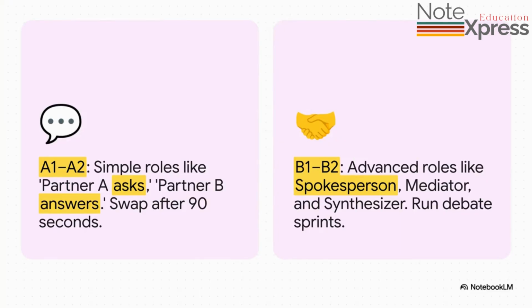For your beginners, you keep the roles super simple, like partner A asks, partner B answers. Then you swap after a minute. Easy. But for your advanced groups, this is where it gets really interesting. The roles can teach actual collaboration skills. You can have a spokesperson, a mediator, a synthesizer, even a critical observer. This adds a whole other layer of learning to the task itself.